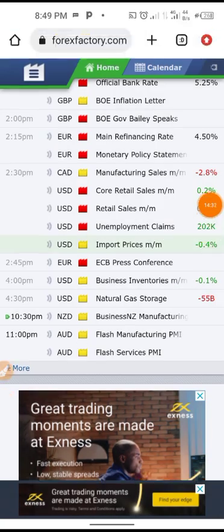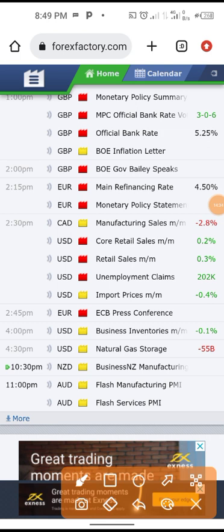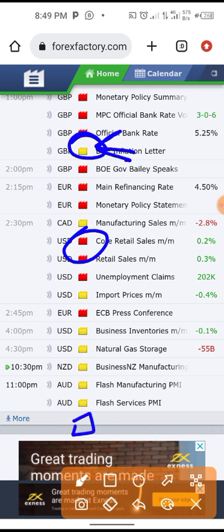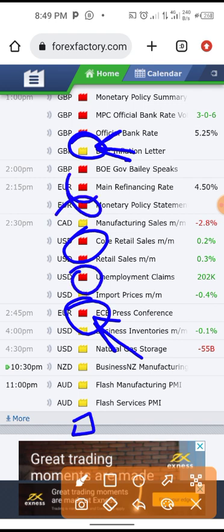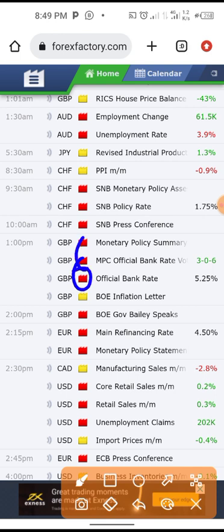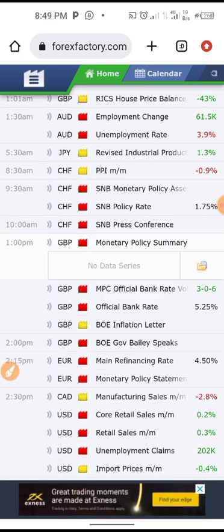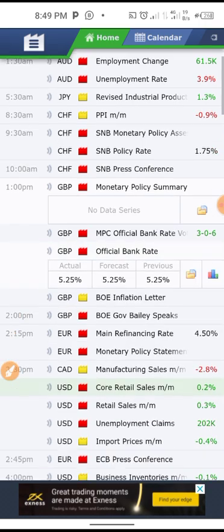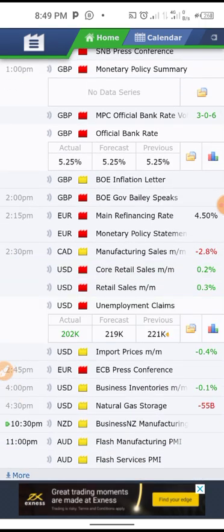Then one more thing, you need to understand that, like I told you, don't concern yourself with news with yellow or gray color. Concern yourself with news with red. What it means is that these are high impact news that have the power to impact the market. So this is how I trade the news. This is how I check the news.